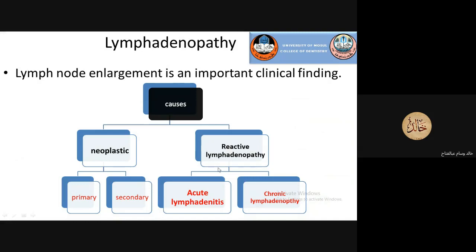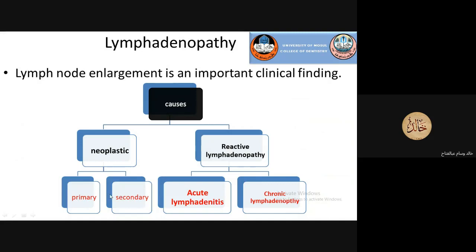For the reactive lymphadenopathy, it either includes an acute condition or acute infection. We call it acute lymphadenitis, or it may include a chronic inflammation. We call it chronic lymphadenopathy. For the neoplastic condition or tumor, it is either of primary origin, يعني بمعنى إنه الtumor originating from the tissue of the lymph node, we call it the primary, or it could be a secondary tumor involving the lymph node.